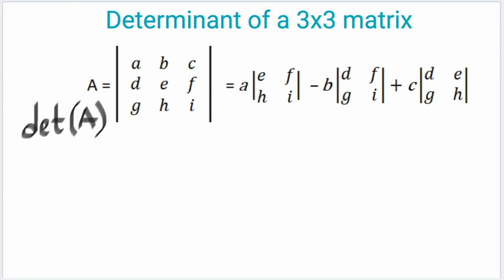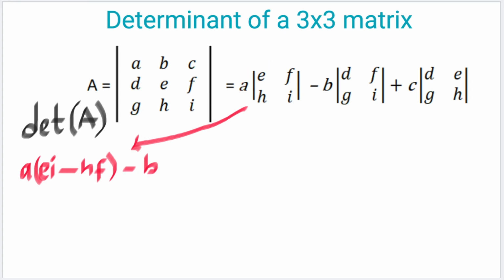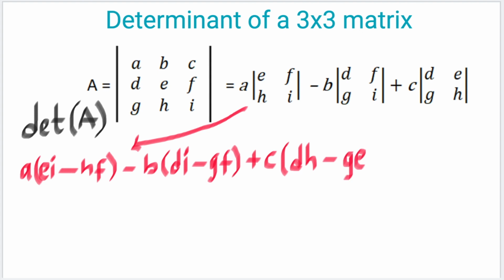So let's go through this step by step. We're going to have A, parentheses, you need to multiply E times I, and then minus H times F. That will give you the first value there. And then we need to subtract B times D times I minus G times F. So we're doing the same thing here like we did with a 2 by 2 matrix. It's just that we're going to do this process several times. And then finally, plus C, parentheses, D times H minus G times E. Once you simplify this calculation, this will be your determinant of a 3 by 3 matrix.